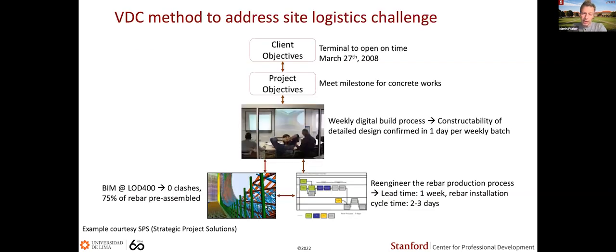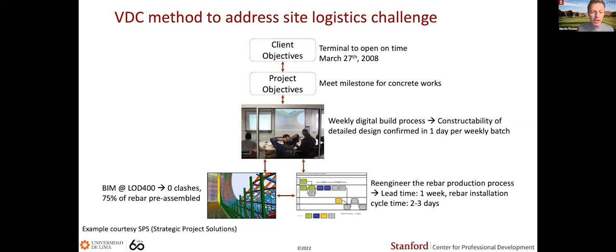And you have seen VDC in action here because there was a clear client objective that they needed to be able to open the terminal, and that meant that the project team had to meet all the milestones for the concrete work, among other things. And so you saw how the weekly digital build process, these ICE sessions, ensured the constructability and detailed design information was confirmed in one day for each batch of rebar for 1 week. You saw the re-engineered rebar production process, the pull approach, to take that from 6 weeks down to 1 week, and the installation cycle time to 2 to 3 days. And you saw the use of a fabrication level BIM, something we also call LOD 400, level of development 400, with 0 clashes and 75% of the rebar pre-assembled.